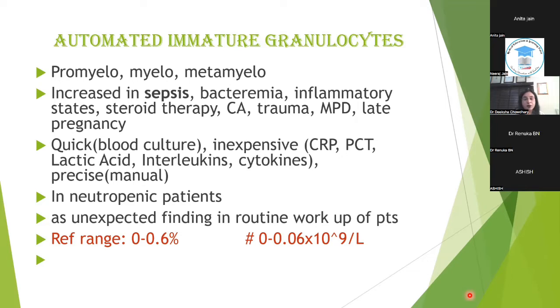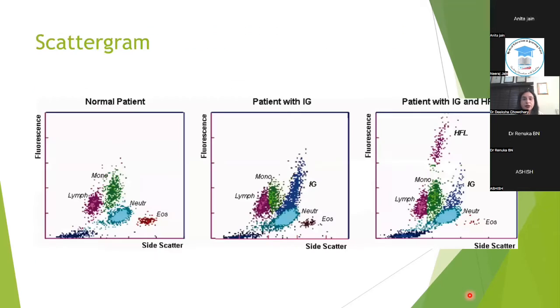It is inexpensive as compared to CRP, PCT, lactic acid, interleukins, and it is definitely precise as compared to the manual counts. It's especially important in neutropenic patients, and it can sometimes be found as an unexpected finding in routine workup of patients. Reference range is 0 to 0.6%, and absolute values range from 0 to 0.6 into 10 to the power 9 per liter.